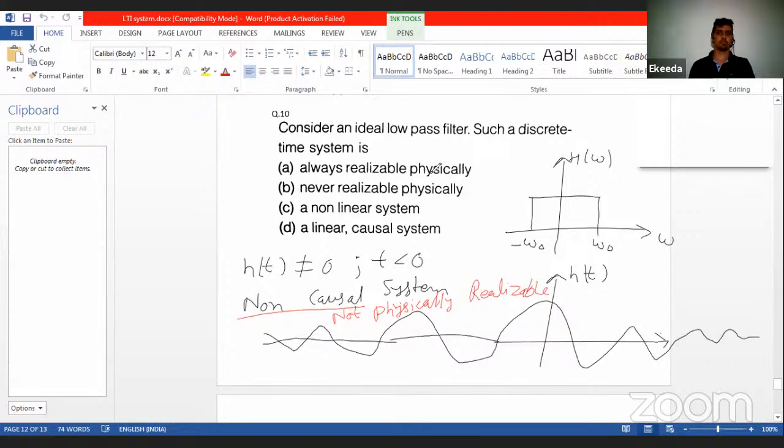Okay, so this is not causal and this is not physically realizable. So the answer will be never physically realizable.